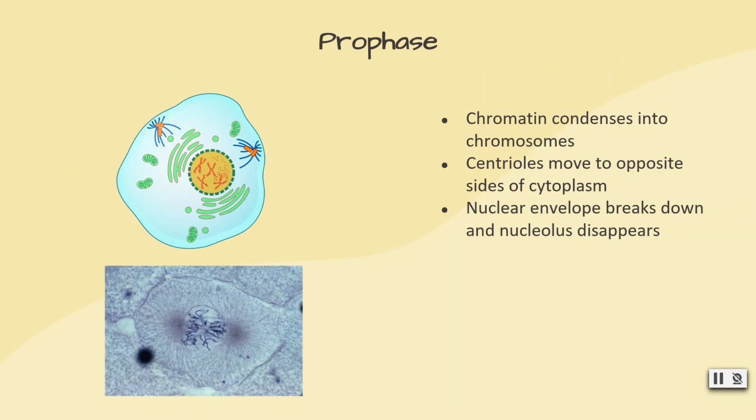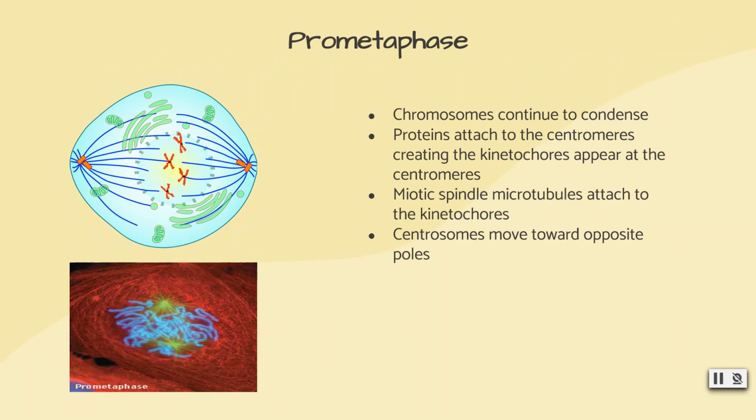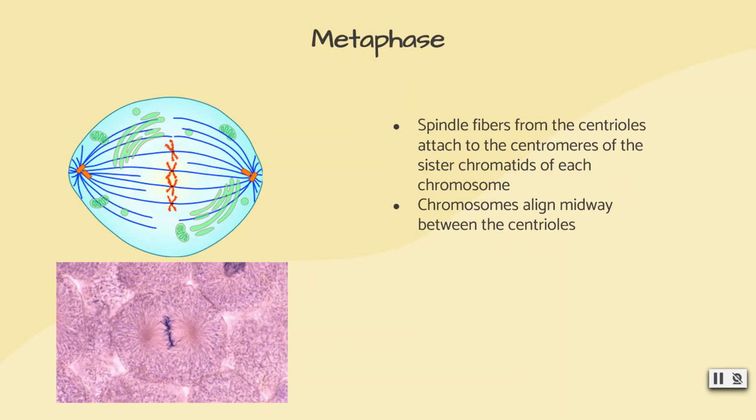The first one is prophase. Chromatin condenses into chromosomes. Centrioles move to opposite sides of the cytoplasm, and the nuclear envelope breaks down and the nucleolus disappears. In prometaphase, chromosomes continue to condense. Proteins attach to the centromeres, creating the kinetochores that appear at the centromeres, and the mitotic spindle microtubules attach to the kinetochores. Centrosomes move toward opposite poles.